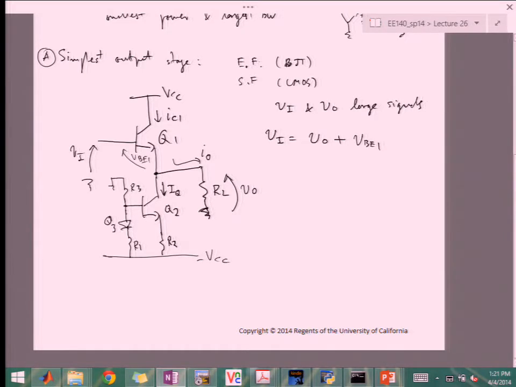Now notice I'm not writing it as a constant here. The reason is that I'm going to have the current in Q1 go from 0 to some very large values. And for that span of currents, VBE is not going to be constant. It will still have some change in it that you have to take into account. So we're just going to use kT over q log of IC1 over IS. Here I'm assuming that beta F is large.